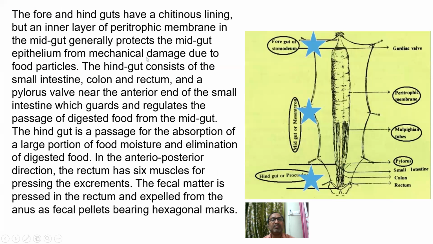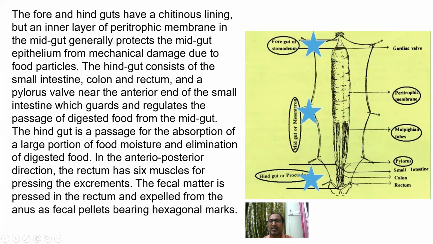Now, let us come to the foregut and hindgut. This is the foregut and the hindgut. The foregut and hindgut have a chitinous lining. This is a peculiar characteristic. Both ends, the posterior and the anterior ends, are lined with a chitinous layer, but the inner layer in the midgut is peritrophic. The word itself has a meaning: peritrophic means which covers the midgut region. In the midgut, it generally protects the midgut epithelium from mechanical damage by the food particles.